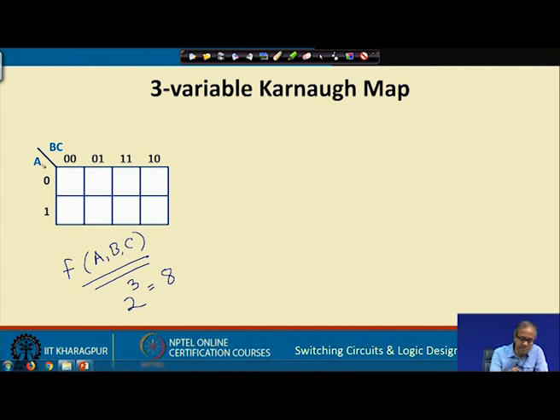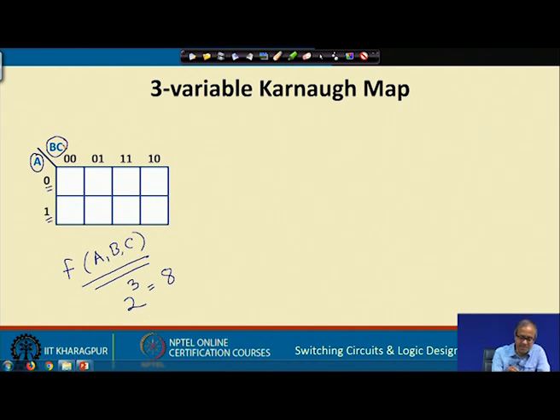I am labeling the rows and columns by the variables. Since there are 3 variables a, b, c, along the rows I am using a, along the columns let us say I am using b and c. Here I can use the other way around also, but in this example I am assuming that a is marked in the row and b and c are marked in the column. Now, one thing you see, the rows indicate the value of a. If the value of a is 0, it is the first row. If the value of a is 1, it is the second row.